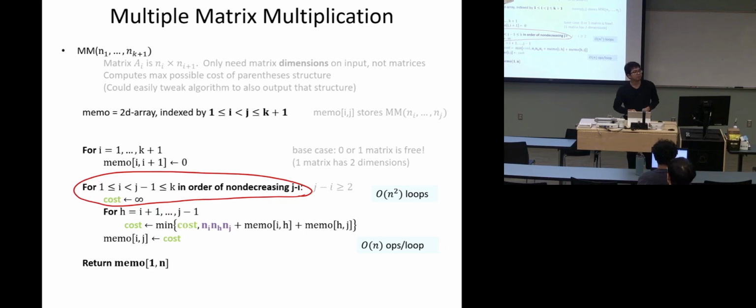If you formulate the loops in terms of start index and length, instead of start index and end index, would that make it easier? Yeah, the start index and length. Okay. That's the way to do it. Yeah. So that is a non-decreasing order in j minus i, which is the length.